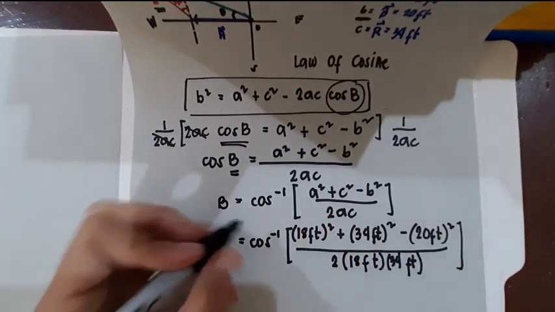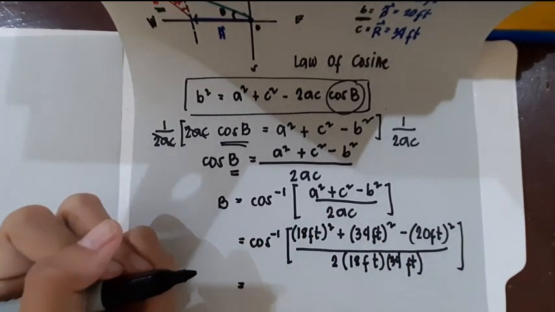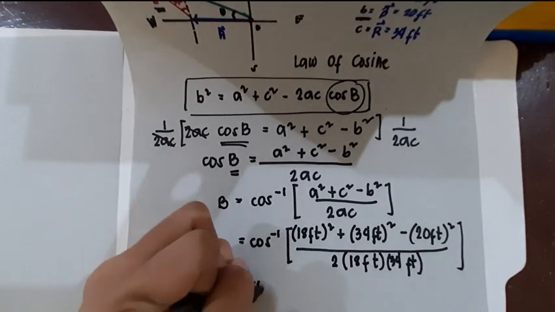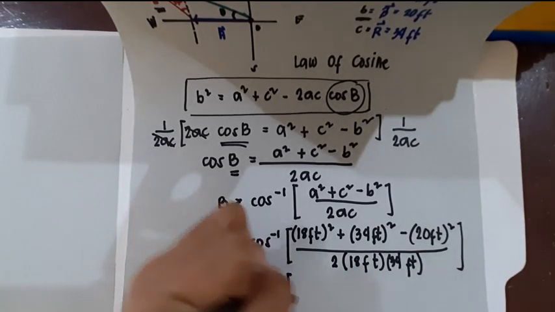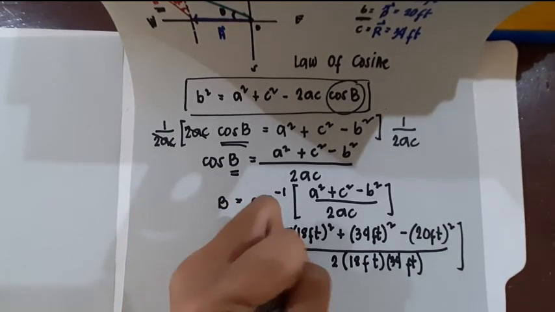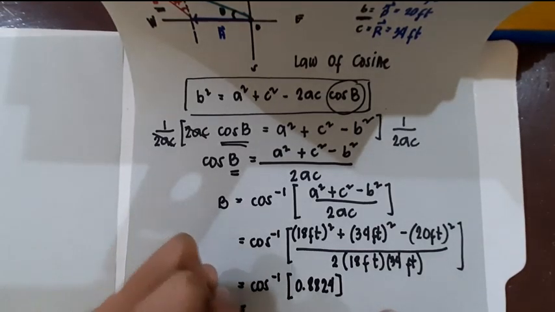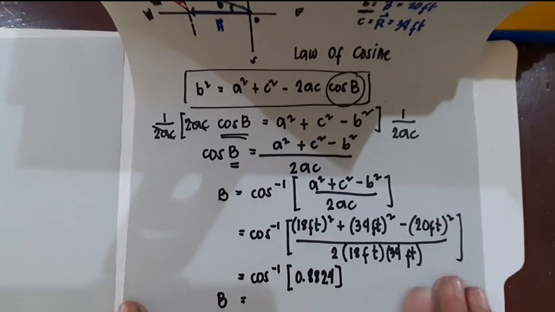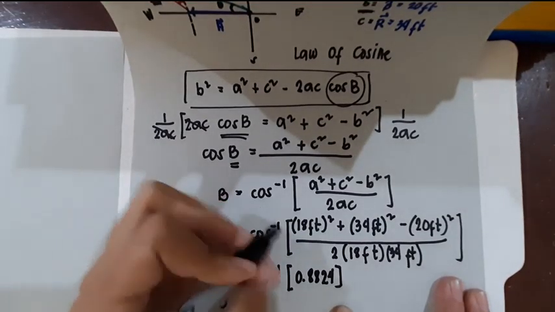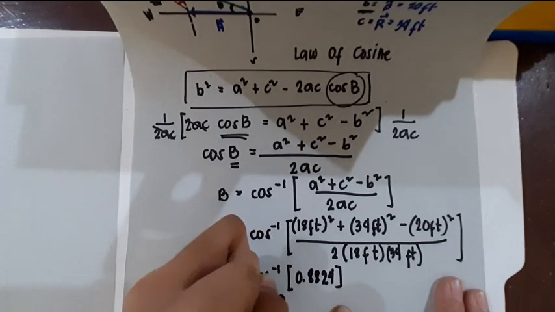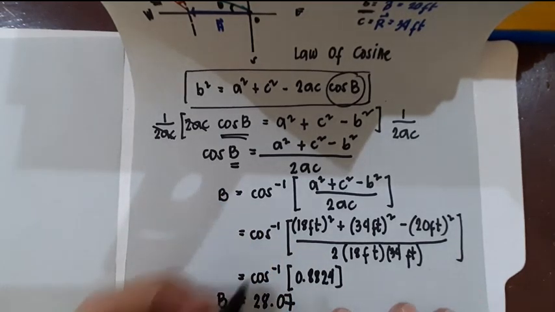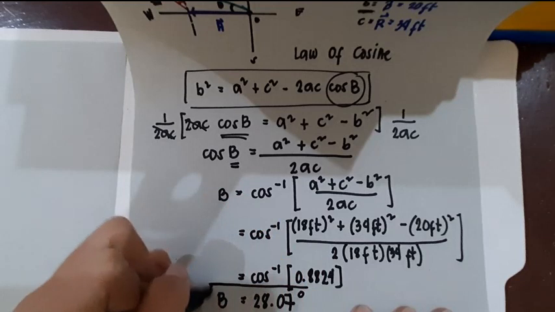If you solve this, you will now have cosine inverse of 0.8824, or you can just use 0.88. If you plug this into your calculator, your cosine inverse, the answer now is 28.07. Since this is an angle, your unit is degrees. So, this is now your answer.